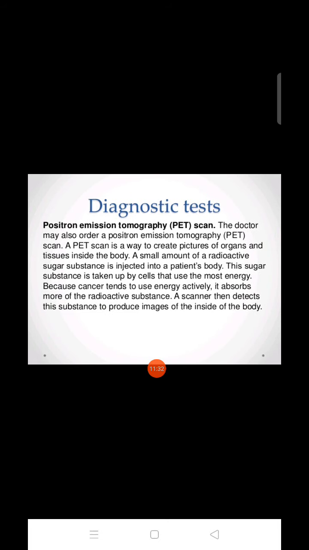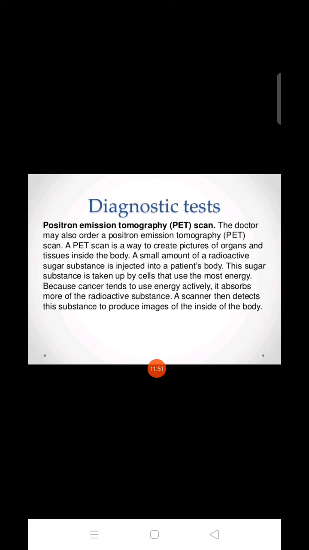Next, positron emission tomography scan. The doctor may also order a positron emission tomography scan. A PET scan is a way to create pictures of organs and tissue inside the body. A small amount of radioactive sugar substance is injected into the patient's body.